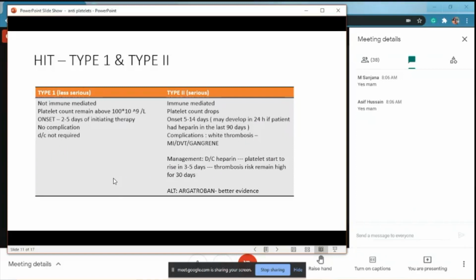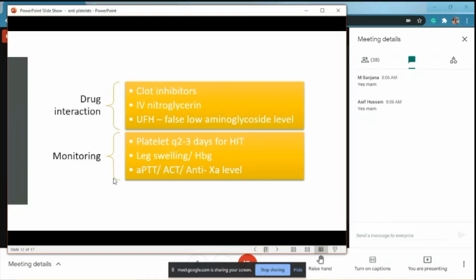Now let's see some drug interactions and monitoring of unfractionated heparin and low molecular weight heparin. Drug interactions first. Clot inhibitors such as oral anticoagulants, aspirin, and thrombolytic agents can increase the risk of bleeding, so we have to monitor. IV nitroglycerin: yesterday when we discussed nitrates, we said heparin resistance. If we give nitrates along with heparin, it can decrease the heparin effect, so we have to monitor again.